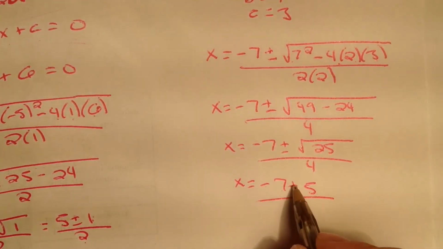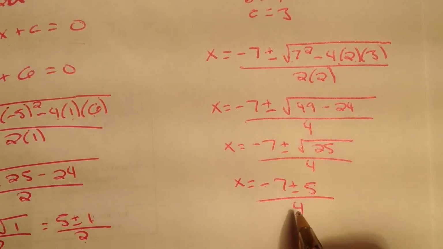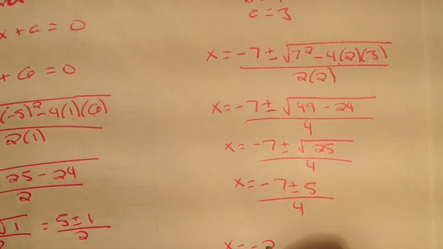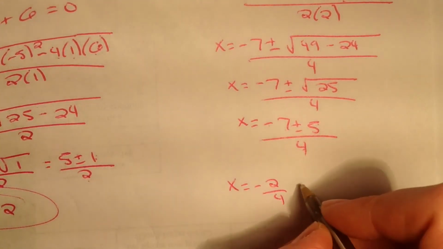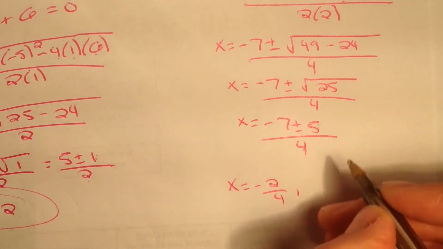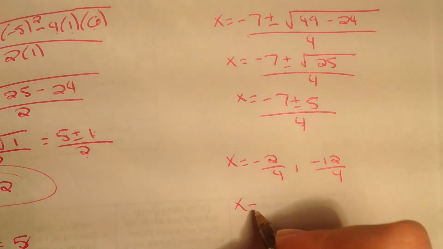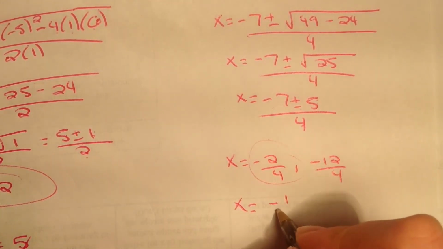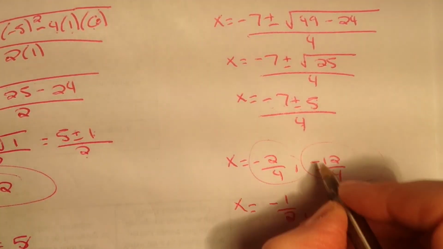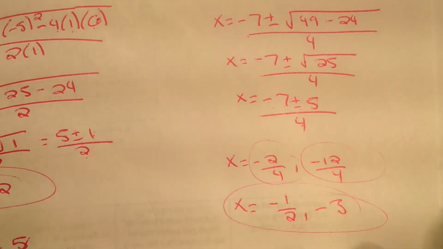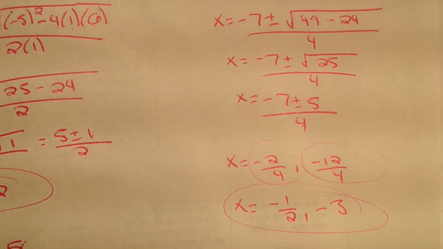So we say negative 7 plus 5 is negative 2. Negative 2 divided by 4 is the first option. Negative 7 minus 5 is negative 12 divided by 4. These two can be simplified. This one simplifies to negative 1/2, and this one simplifies to negative 3, and these would be our two solutions where it crosses the x-axis.